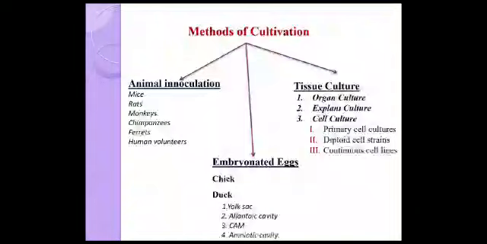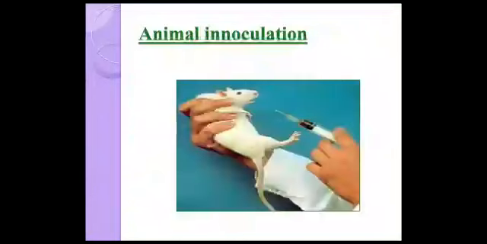The various parts of the egg which can be used are the yolk sac, allantoic cavity, amniotic cavity, and the chorioallantoic membrane. Tissue cultures are organ cultures, explant cultures, and cell line cultures, which are further classified, and I will be telling you the differences, into primary cell cultures, diploid cell strains, and continuous cell lines. So this is just to show you animal inoculation, intraperitoneal inoculation into the mice.